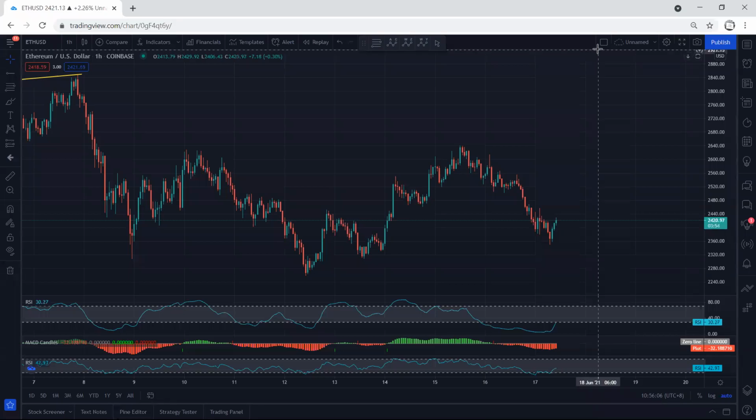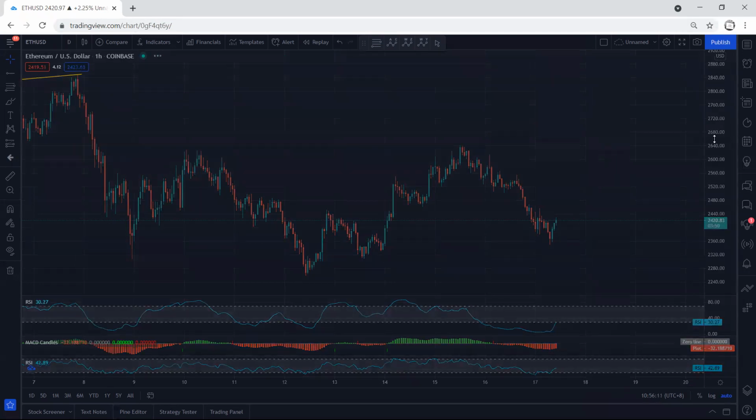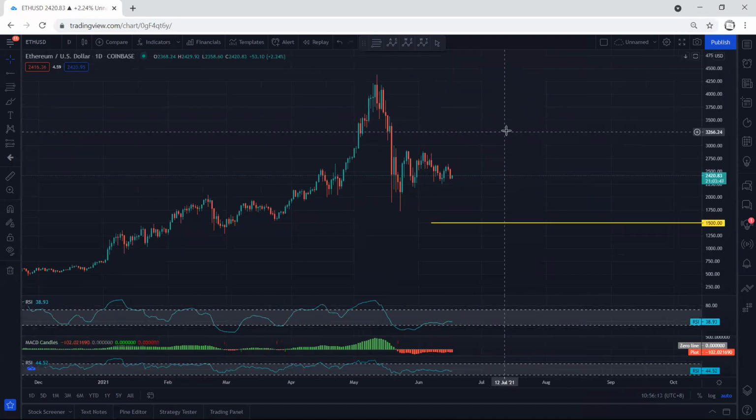ETH, we start with 1 hour chart. We want to see how we can look for trade. First, we start with daily chart. All right. If we refer to our analysis based on daily chart, in my last video, we have been looking for this as a correction. That's why I mentioned we want to see whether we can look for the reversal or not.